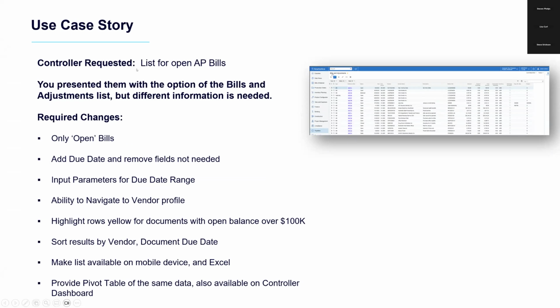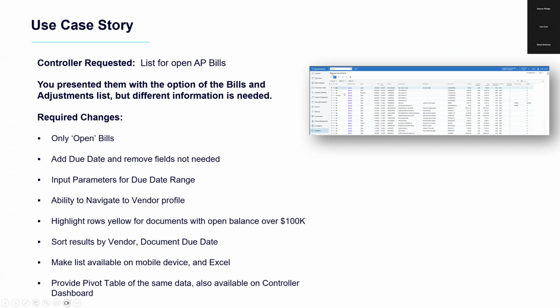But the controller requested a list for open AP bills. You presented them with the option of the bills and adjustments list, but different information is needed. So here's the bills and adjustments list. In most of the desktop transactions and functions and spaces in Acumatica, the backbone is the generic inquiry lists. So the required changes from this is only the open bills, because you can see, if you can see real small, it's giving you open and closed.